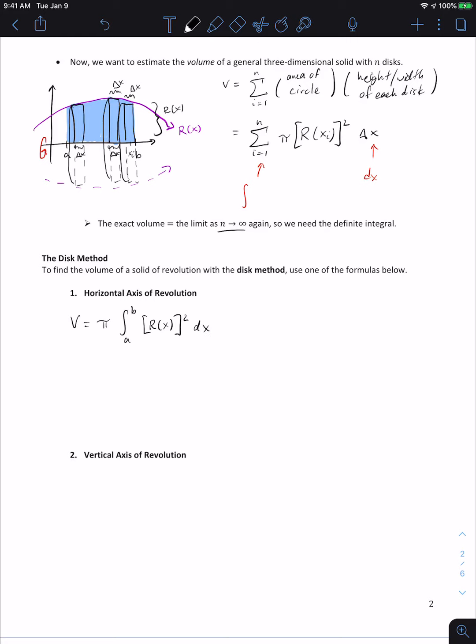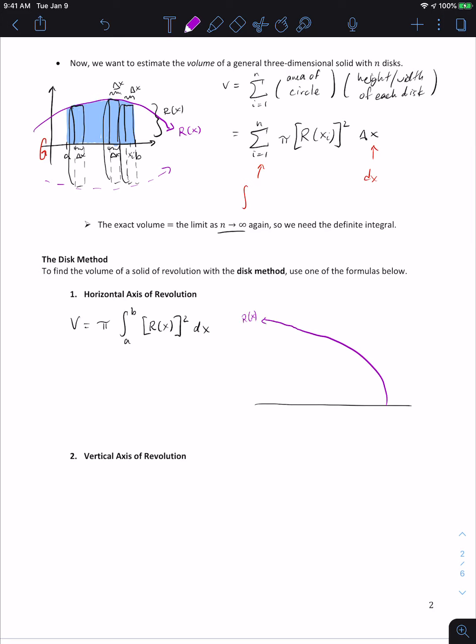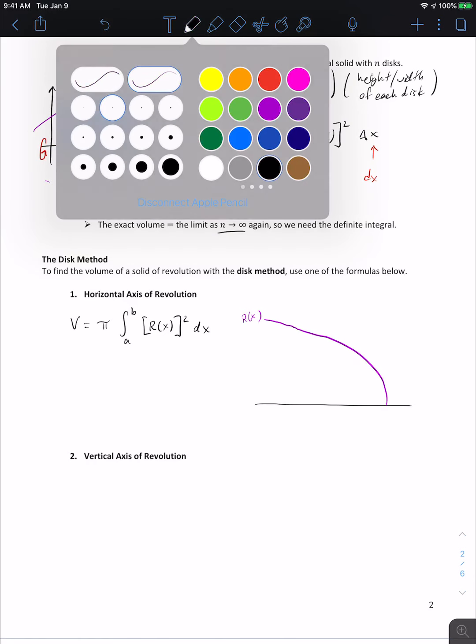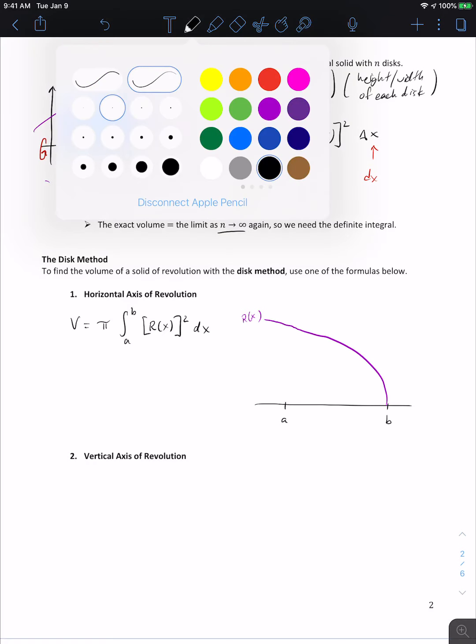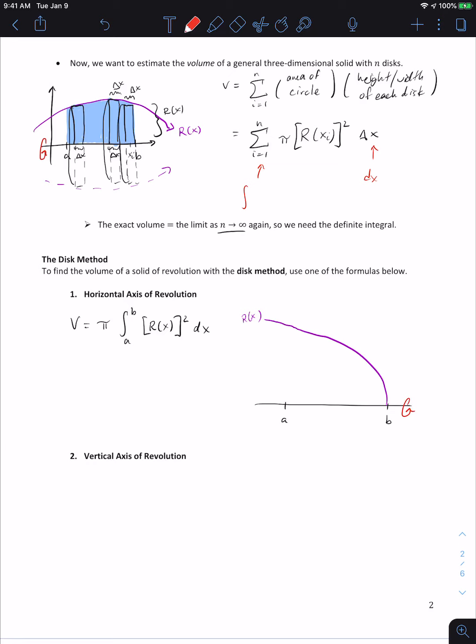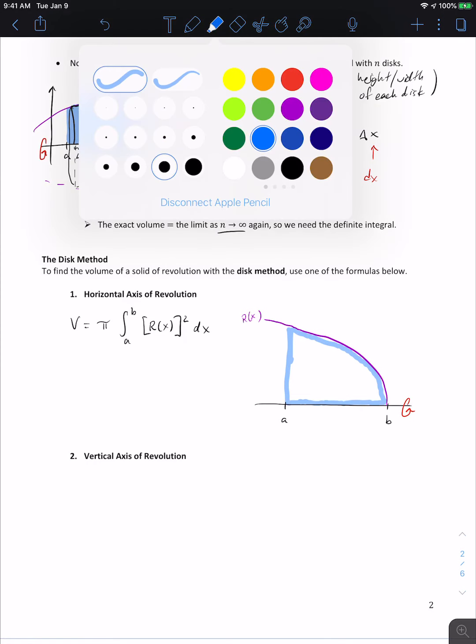So again, let's draw a picture to show what's going on here. Say this is our axis of revolution. Say this is our nice function here. This is our r of x. And say this is our starting point A. Here's our ending point B. Again, this is a horizontal axis of revolution, so we're revolving it like that. So say we want to find this area that's underneath and revolve it about the x-axis. It's going to take a while. There we go.